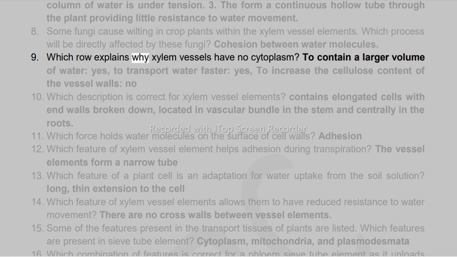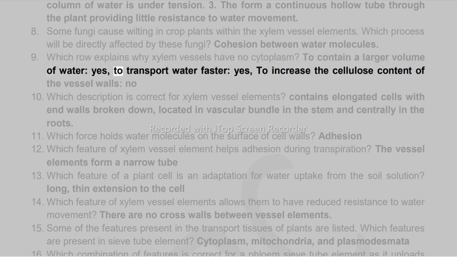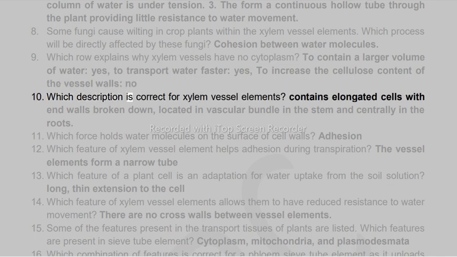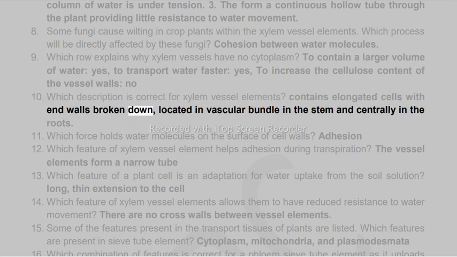9. Which row explains why xylem vessels have no cytoplasm? To contain a larger volume of water, yes. To transport water faster, yes. To increase the cellulose content of the vessel walls, no. 10. Which description is correct for xylem vessel elements? Contains elongated cells with end walls broken down, located in vascular bundle in the stem and centrally in the roots.